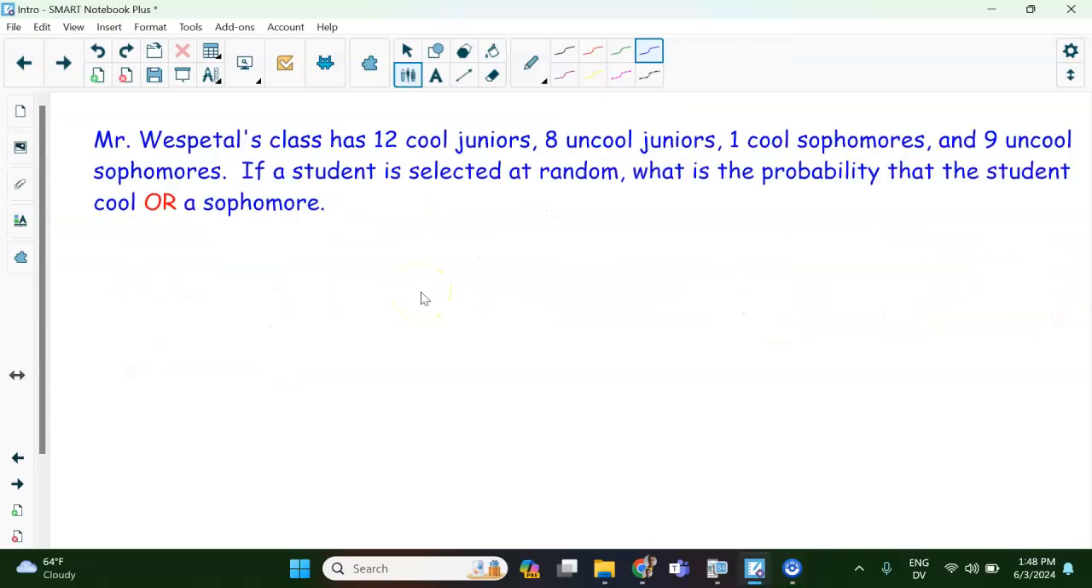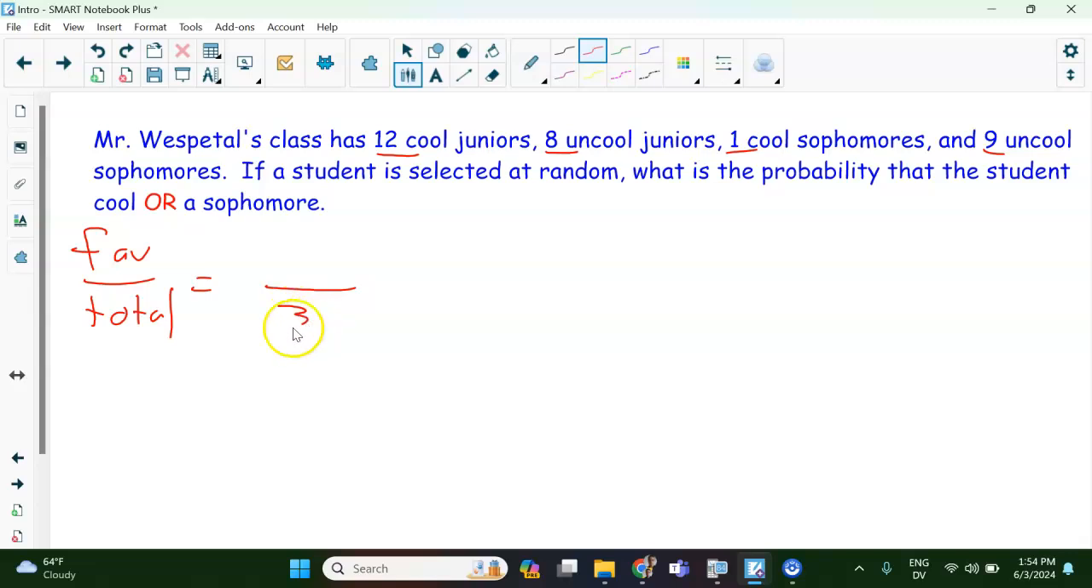Okay, we're jumping all over the place. We're on chapter 11 now. So this was that probability stuff. Remember, probability is just the favorable over the total. All right, so in this question, the total is just add them all up. So we just got to add 12 plus 8 is 20, 21, 30. So we have 30 total students.